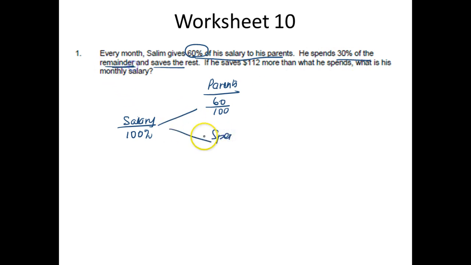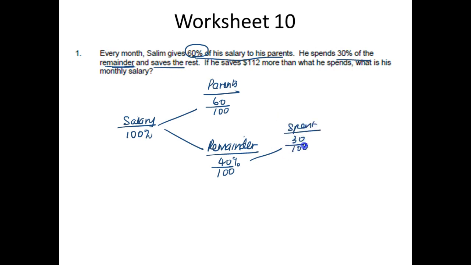of the remainder. Oh, so I know I cannot just use this. I need to... he spent the remainder, which is 40 out of 100, 40%, right? He spent 30% of the remainder, so he spent 30 out of 100 times 40%, or 40 out of 100.